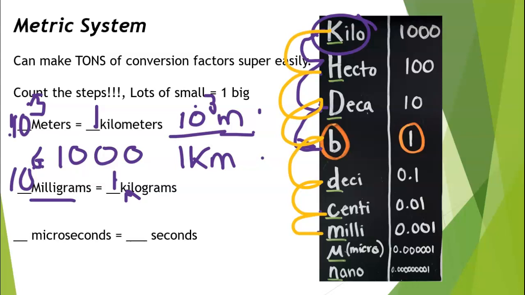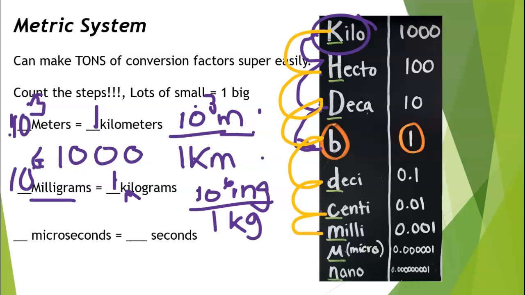Now that I have two equivalent values, I can make a conversion factor. I can put 10 to the 6th milligrams over 1 kilogram, or I could flip it upside down, and it's still equal to 1. All right, and last but not least, microseconds to seconds.